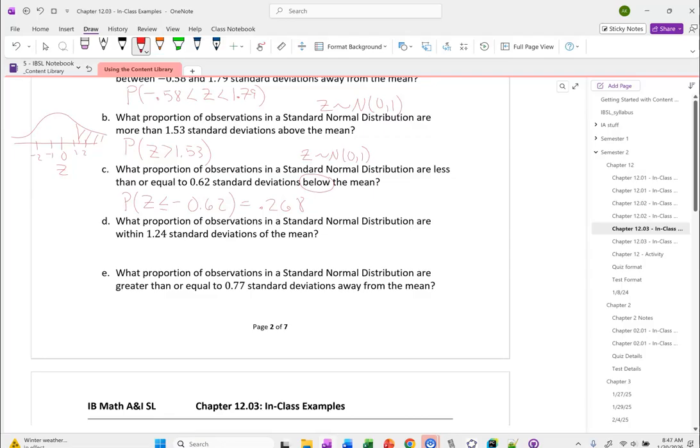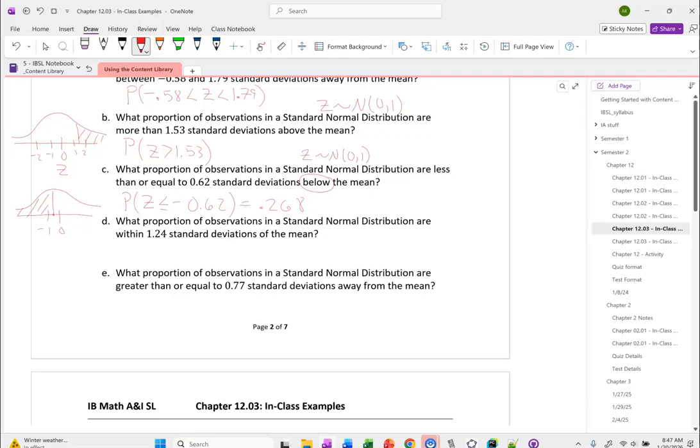Well, if you think about the picture, you're talking about here and then less than. So what is the upper value there? So negative 0.62 is your upper, right? What's the lower then? Negative infinity.